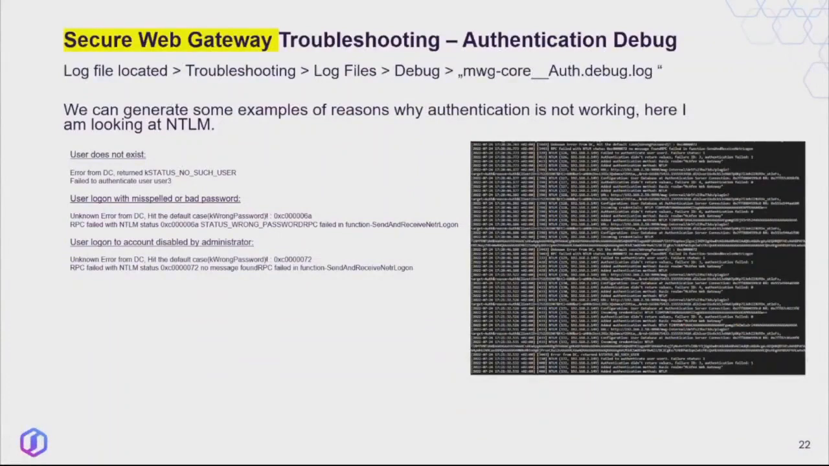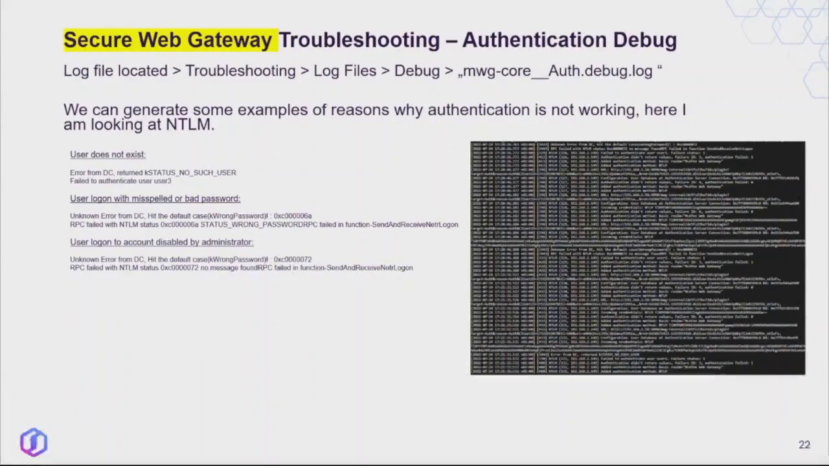The log file would then be located under troubleshooting, log files, debug, MWG core_auth.debug log. We can have a look at some of the examples or reasons why authentication is not working here. In this authentication debug log, by the way, this is also included in the feedback file, but if it's done afterwards, then we would tell you to enable the auth debug log and then maybe just provide the single file instead of the whole feedback file again.